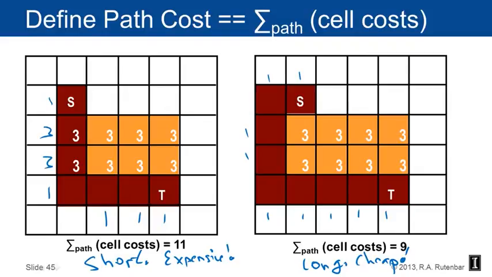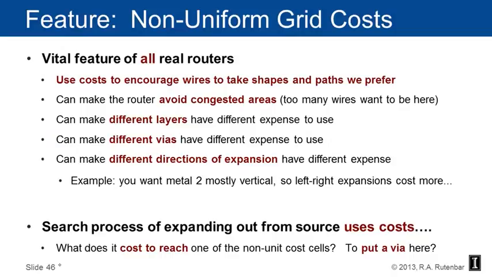This is an incredibly important way that you can change the fabric of the routing grid in ways that will encourage nets to take paths that you like. This is a big deal. This is very important. This is a really vital feature of all real routers. You use costs to encourage wires to take shapes that you prefer. So you can make the router avoid a congested area.